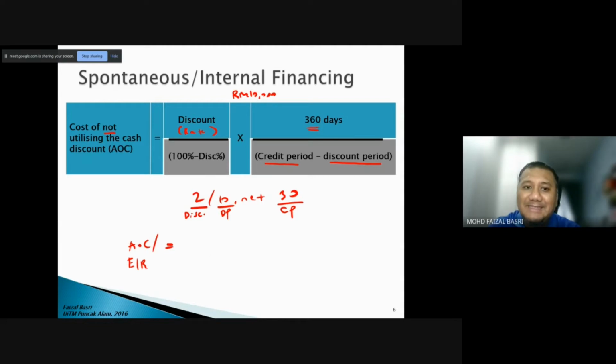Okay, so the formula is discounts. Our discount is 2%, over 100 minus discount, meaning 100% minus 2%. So this is the left-hand side part. Multiply with 360, which is constant or fixed, and we divide with credit minus discount. So we have here 30 minus 10, which is 10.